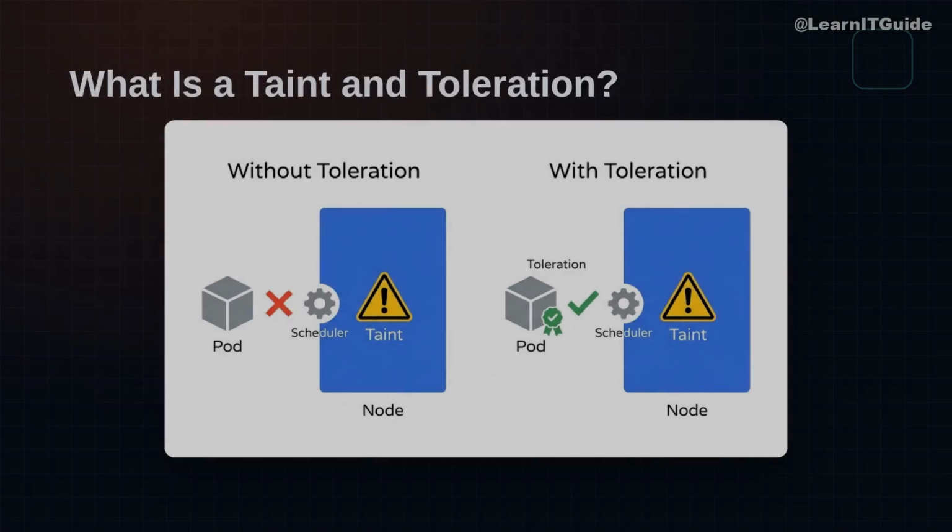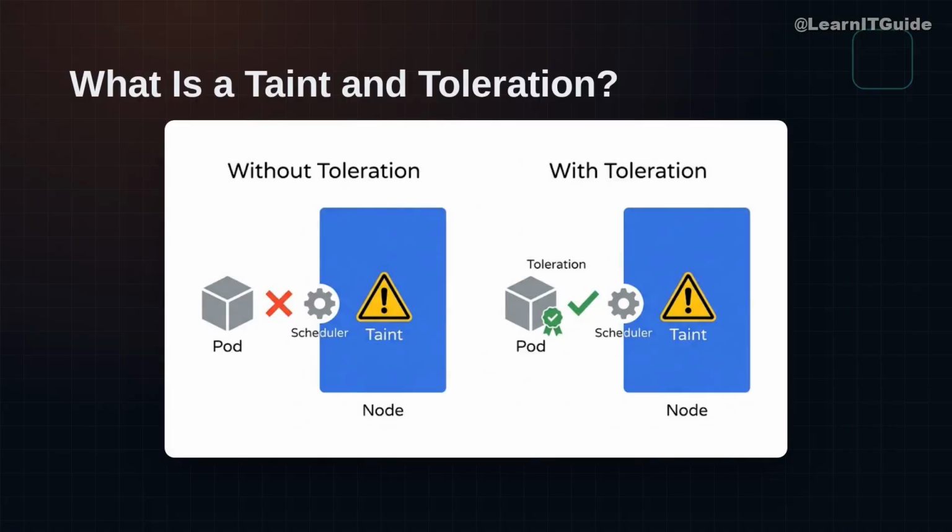requirements. So what is a taint and toleration exactly? A taint is a label applied to a node that tells the scheduler to avoid placing pods there unless they have specific permission. A toleration is a configuration on a pod that acts as that permission slip. Think of a taint like a VIP only sign on a door, and a toleration like the gold-plated badge that lets a specific guest walk right in.